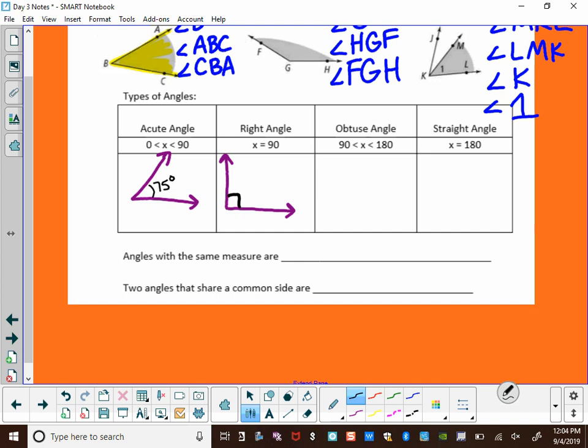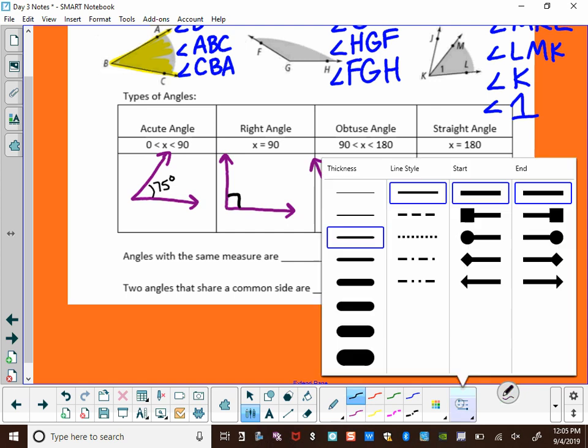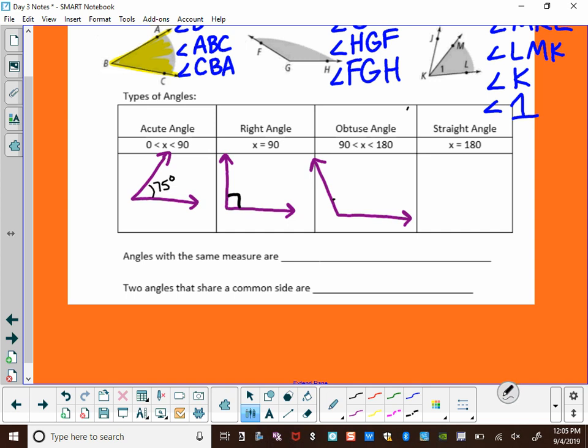All right, my obtuse angle. Stephanie, give me an angle measure between 90 and 180 degrees. 100? Okay. Notice how this top ray here is a little wider than the rest of them because it's showing it in the obtuse angle. And a straight angle is equal to 180 degrees.